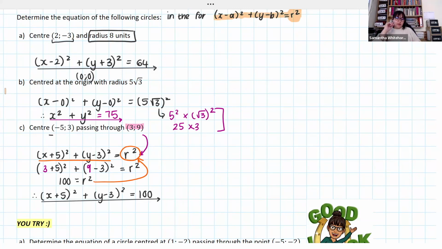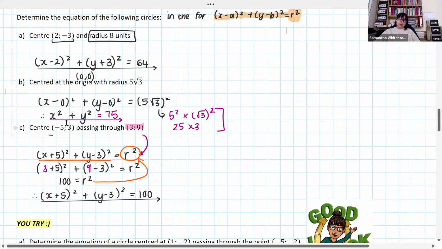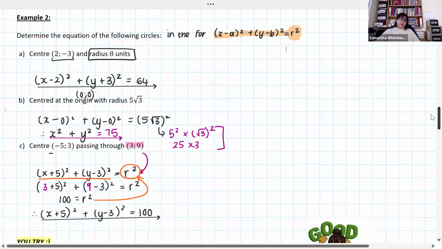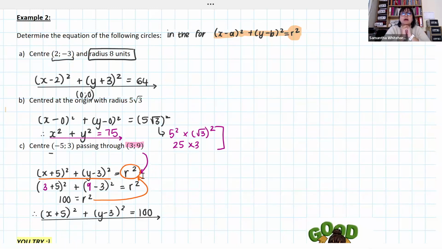Okay, so when finding the equation of the circle, you need to know the center and you need to know the radius squared. Sometimes we give you the radius, sometimes we don't, like in the last question, but as long as you know where the center is, you can substitute in a point that you know lies on the circle, and you can go and solve from there.